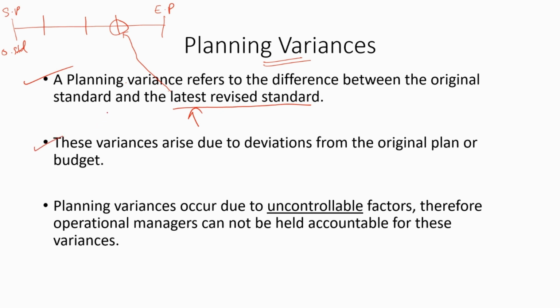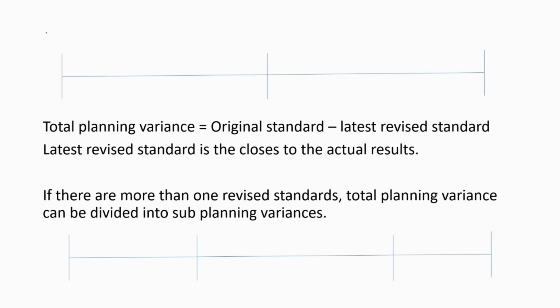These variances arise due to deviations from the original plan or budget. Planning variances occur due to uncontrollable factors. This is really important. Always remember that planning variances are uncontrollable. Therefore, operational managers cannot be held accountable for these variances. Since the planning variances are uncontrollable, the relevant operational managers cannot be held accountable for these variances.